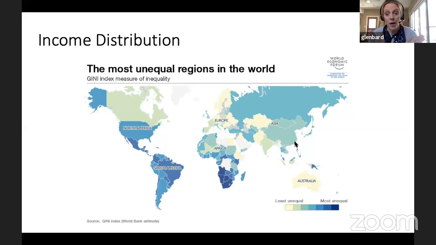Again, Northern Europe rocks, least unequal. What they're saying is that their income is distributed pretty equally throughout their population. So we still have a long way to go even in the United States.